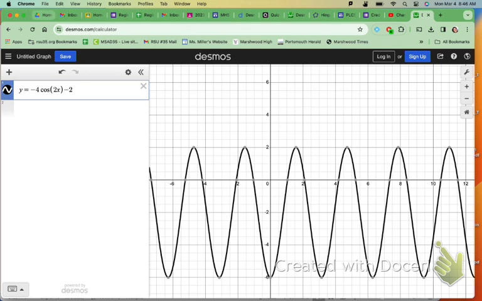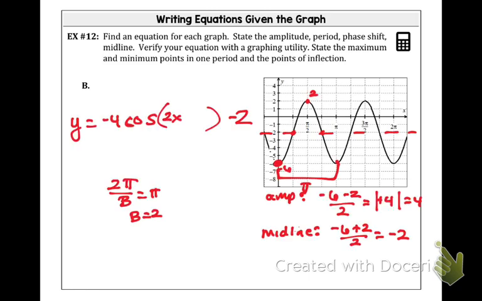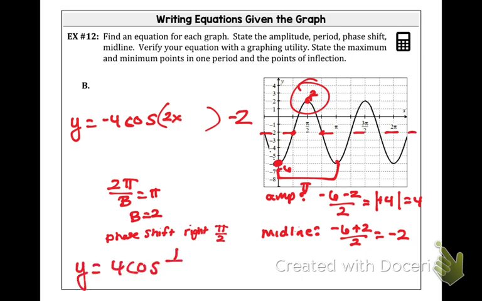Awesome. Again, different answers could have happened here. We could have done instead a phase shift right so that we didn't have to reflect it. So if we did a phase shift to the right half a pi, then that would make this be my starting point, and then it would just be y equals 4 cosine, and then I would factor out our b, which we said was 2x minus half a pi, minus 2. That would also get you the same graph. Okay, here ends your notes.